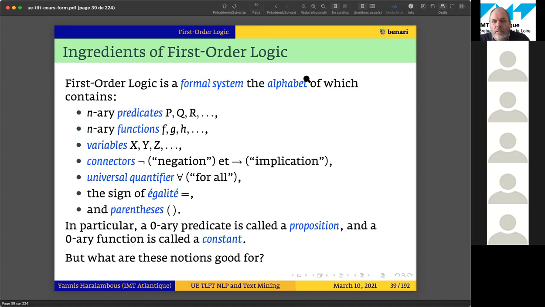It is a formal system. So you have a formal language with specific kinds of ingredients, and an inference system, which we will see, that allows you to obtain new words. Words here are called formulas, or statements, in French énoncé, énoncé logique. You can obtain them from existing ones or from axioms.